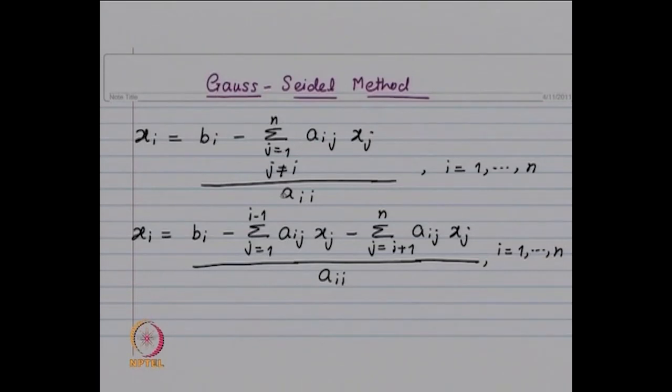This sum we split as summation j goes from 1 to i minus 1 and summation j going from i plus 1 to n, with the understanding that if i is equal to 1, this term will be absent. If i is equal to n, then this term is going to be absent. So, this is the equation satisfied by the exact solution. Now, we are going to define the iterate method. We had done it yesterday already, but let me recall.